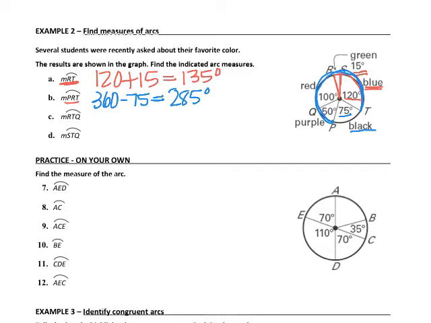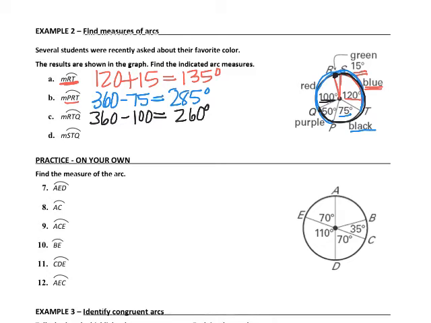All right, for part C, we have to start on R, go through T, and land on Q. So put your pencil on R, go through T, and land on Q. Which section is not included? That's the one that's 100 degrees, or red it looks like. So let's subtract 100 from our total, because we're not including that in our major arc. So 260 degrees would be the measure of that arc, RTQ.